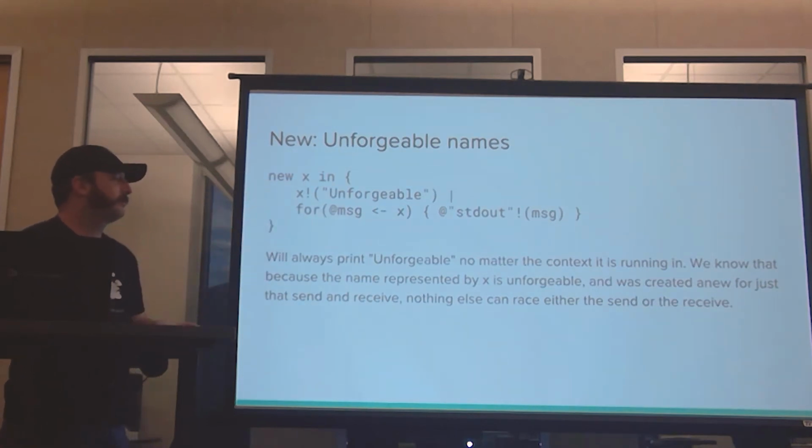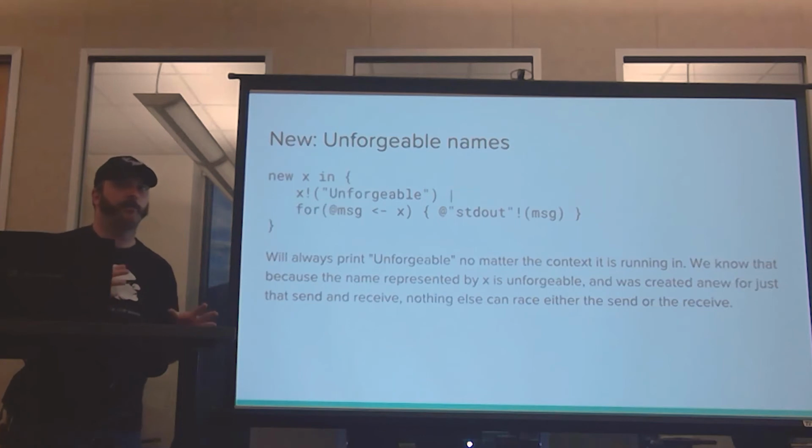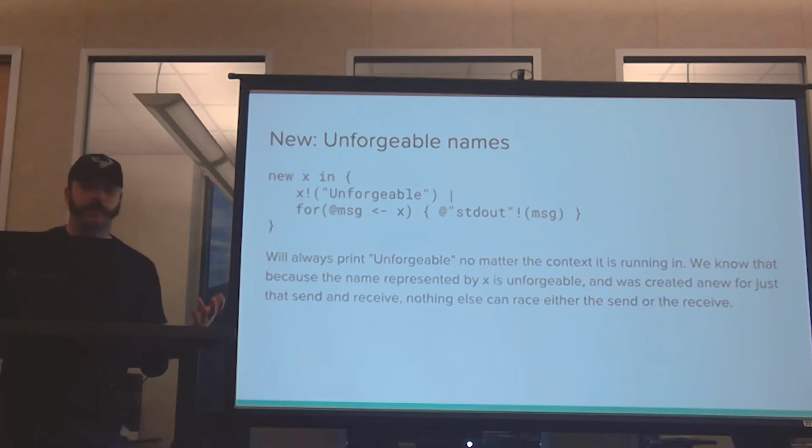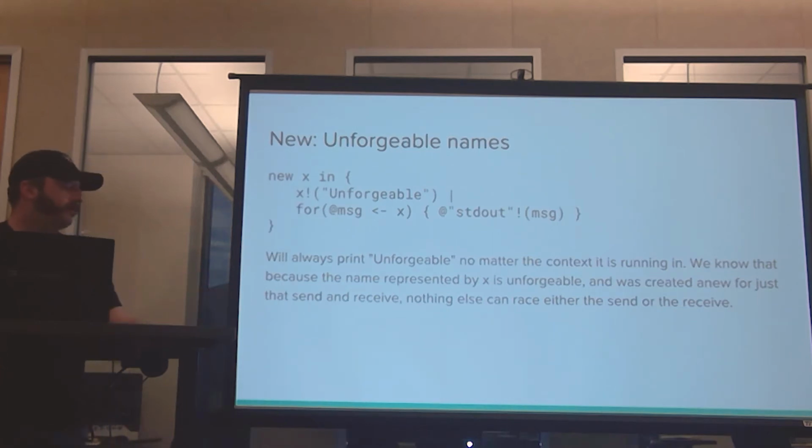It turns out that this is an incredibly useful property for security. It allows you to do, and I kind of wish Mike were here, but this allows you to follow object capability discipline and use object capability style security. And that's the kind of security that we plan on using in the RChain blockchain.